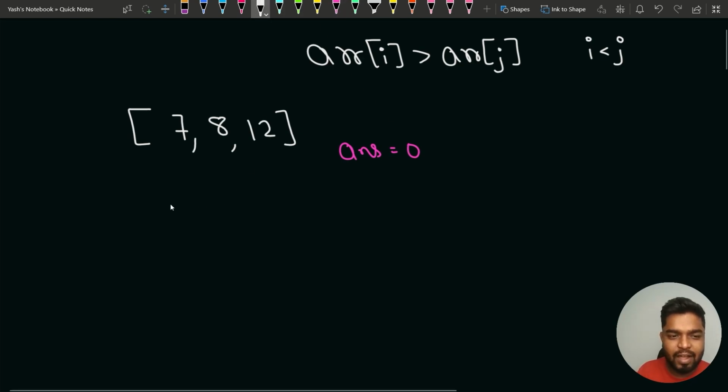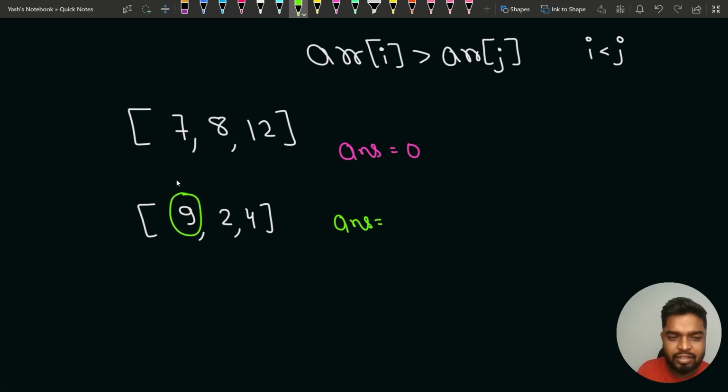But suppose that if I had an array which was something like this. Let's say if I had 9 and then after that I had 2 and then I had 4 here. Now if you see this particular array here, so we have to observe that 9 that is there, this particular ith element, it is greater than 2 as well as it is greater than 4. So this particular ith element is greater than both these elements belonging to the right side of the array. So that is why this will be counted.